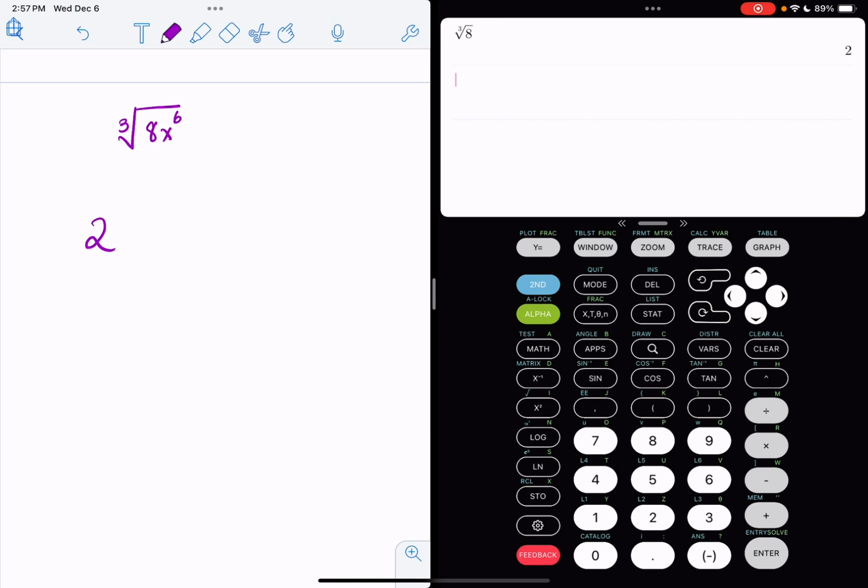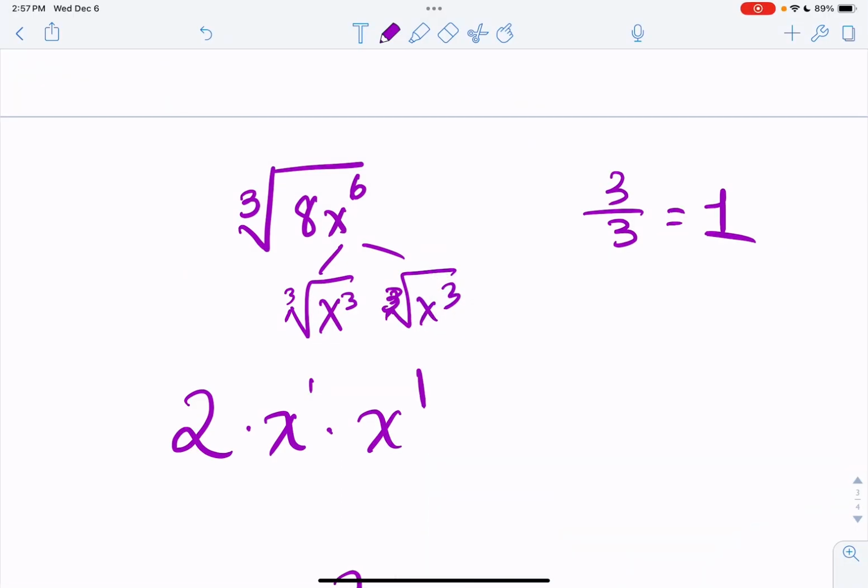Now, x to the power of 6, we can break that up into cube root of x to the power of 3, cube root of x to the power of 3. So that way, when we do 3 divided by 3 is equal to 1. So that means we have x to the power of 1 times x to the power of 1, which is equal to 2x squared. Okay, that was simplifying with our variable.